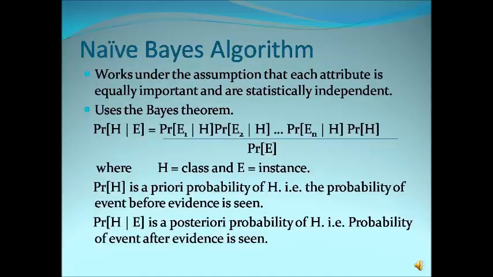So here in the formula, the probability of H is the a priori probability, and it's the probability of an event before the evidence is seen, while the probability of H given E is the a posteriori probability of H. In other words, that's the probability of an event after the evidence is seen.